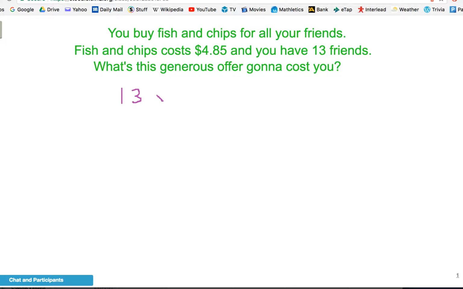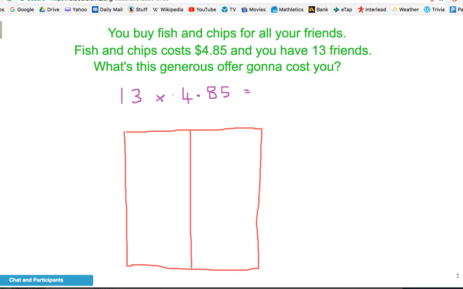So we write out our sum, 13 lots of $4.85, and we lay out our box, two columns for 13, which breaks into 10 and 3, of course, three rows for $4.85, which breaks into $4.80 and 5. And we write those numbers in, so 10 and 3 is 13, $4.80 and 5. Remember, it's not 0.5, it's 0.05 because it's 5 hundredths or 5 cents, so they go into the hundredths column. Then we do our cross multiplication.